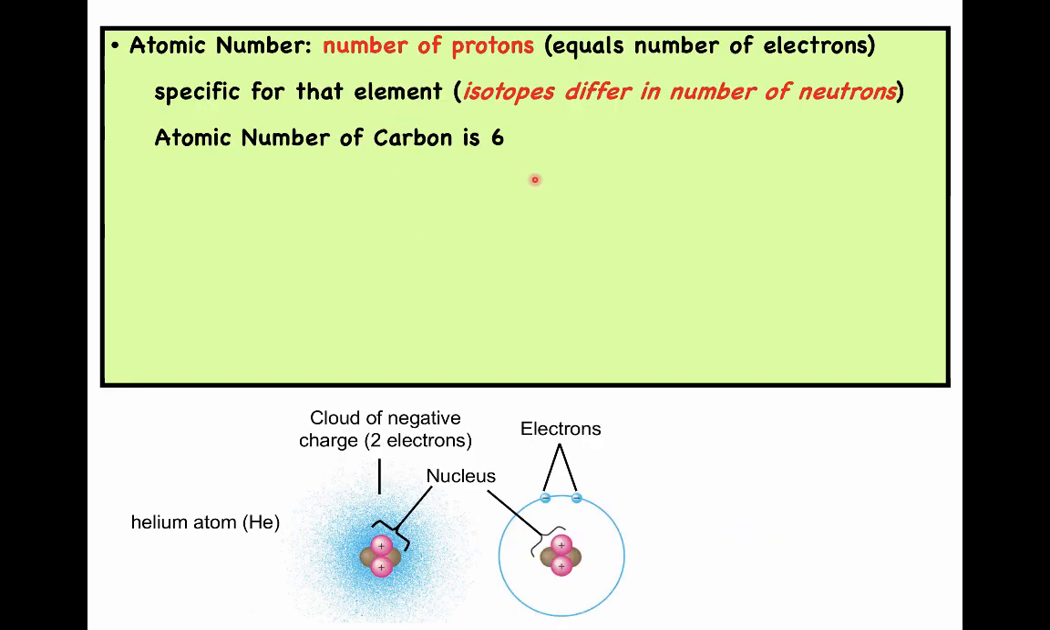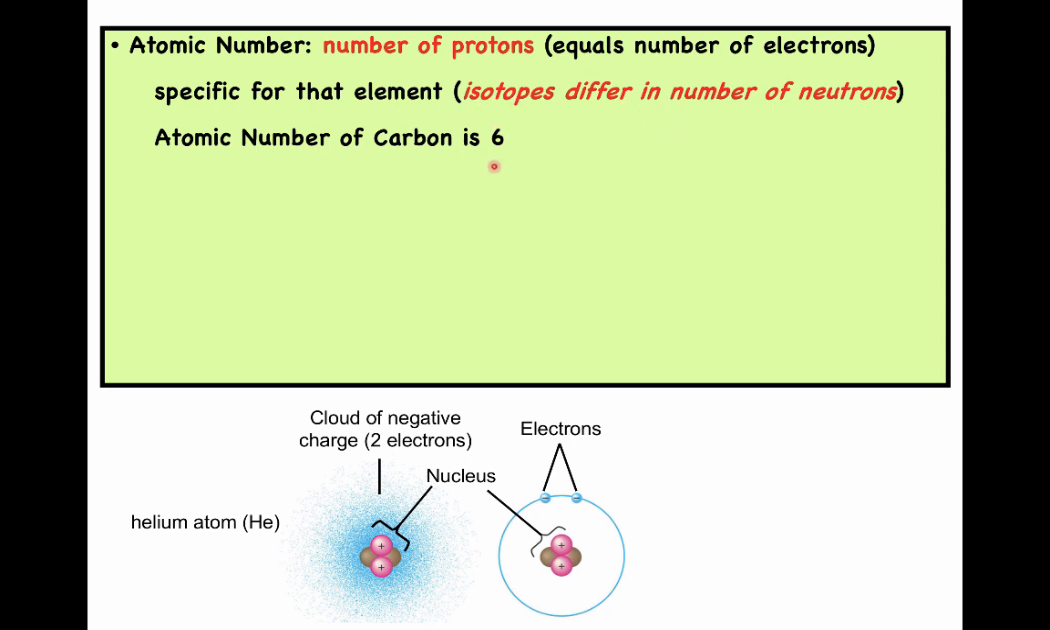So atomic number, again, is the number of protons, which also for a neutral atom equals the number of electrons. It's specific for that element. So the atomic number of carbon is always 6. Carbon always has 6 protons. That's what defines that atom as being a carbon atom.